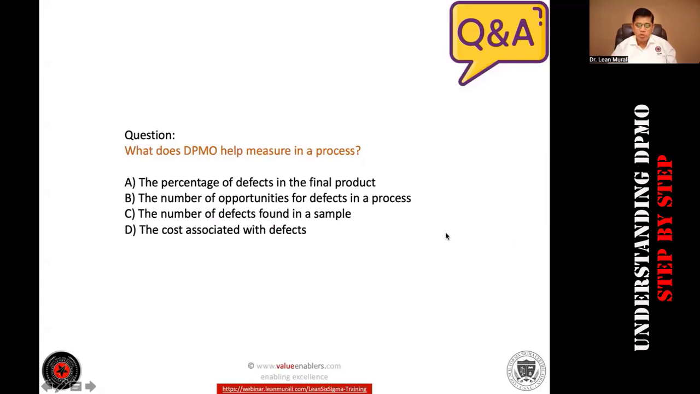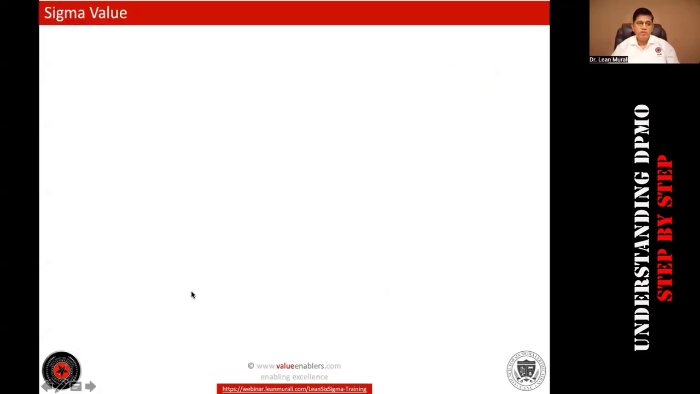I think this is also a super easy question, right? This is the number of opportunities for defects in defects per million opportunities. Okay, that's right. B is the correct answer. Congratulations to all those who have typed B in the chat box.